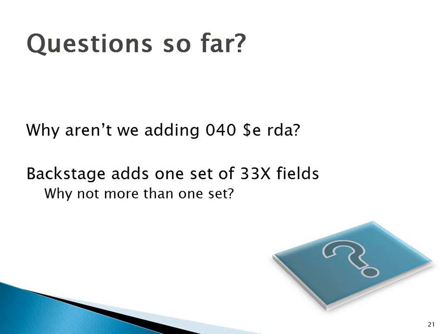The reason being is that we do not have the source item in hand, so there are certain assumptions that we have to make based on the data within the record. Since we can't consult the actual work in hand, some of those assumptions may be incorrect. Unless the record is being physically redescribed by a cataloger to RDA, it is recommended to not add 040 subfield E RDA. Also, Backstage adds one set of 33X fields. Why are we not adding more than one set? We've had a few libraries who have asked us that.